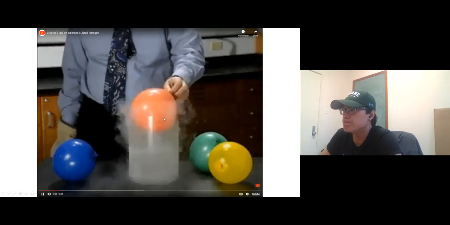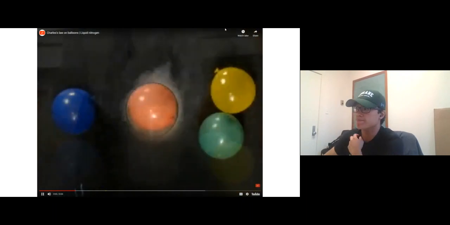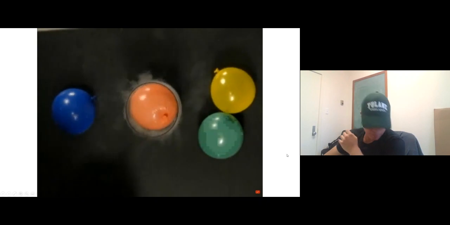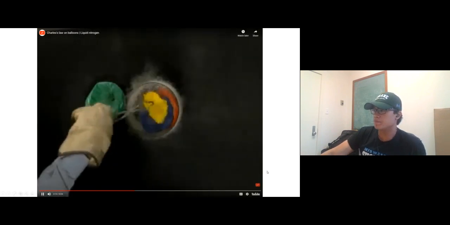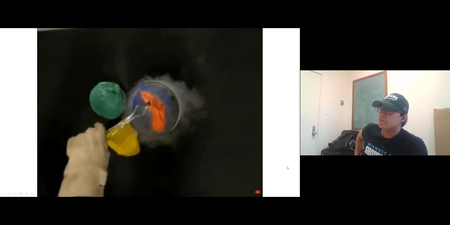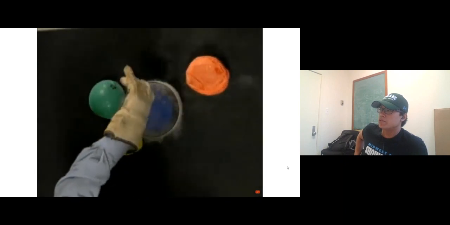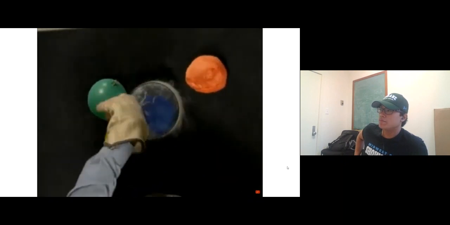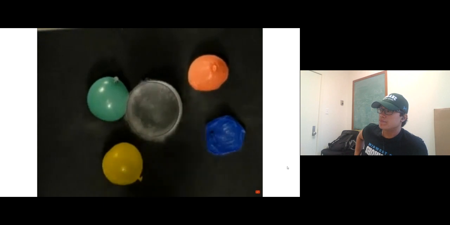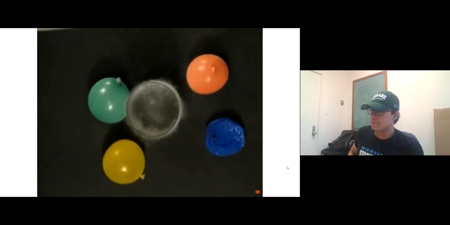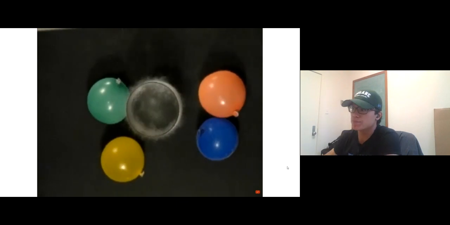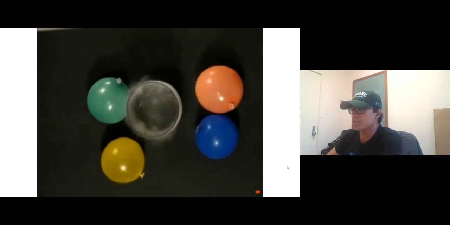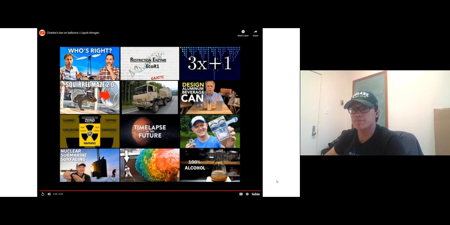When an air-filled balloon at 273 degrees Kelvin is placed into liquid nitrogen at 77 degrees Kelvin, the balloon decreases 1/273rd in volume for each degree drop in temperature. Charles's law states that the volume of a quantity of gas at constant pressure varies directly with the Kelvin temperature. As the balloon warms back up to 273 degrees Kelvin, the balloon returns to its original volume.